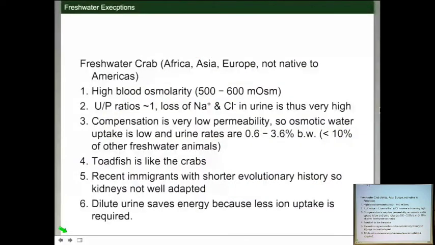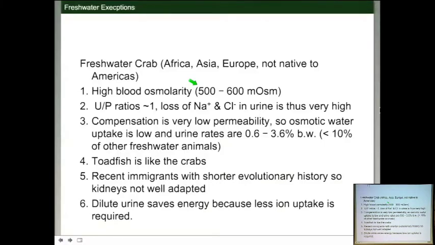Now, there are some exceptions that are interesting and give us important insight into these mechanisms. The freshwater crab occurs in Africa, Asia, and Europe, but they're not native in the Americas. I think they're being introduced on the West Coast. But we don't usually encounter freshwater crabs here, so we're not familiar with them. They tend to have a high blood osmolarity, around 500 to 600 milliosmoles, which is rather high. You remember that the ocean water is 1,000 milliosmoles, and freshwater organisms, terrestrial organisms too, tend to be around 300 milliosmoles or less.